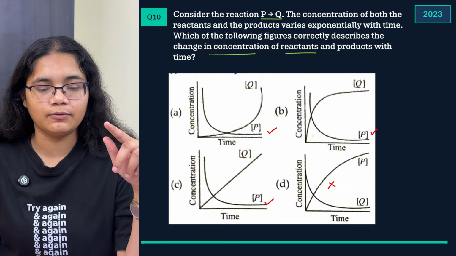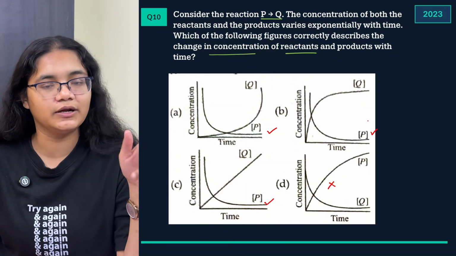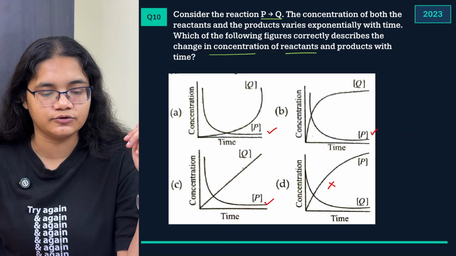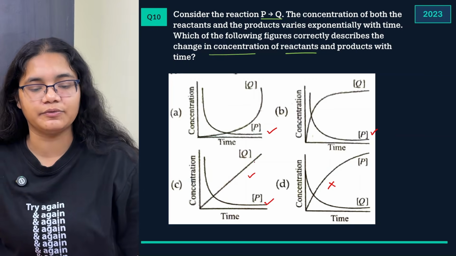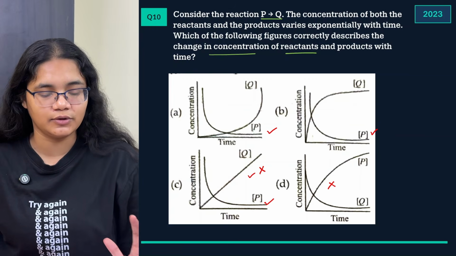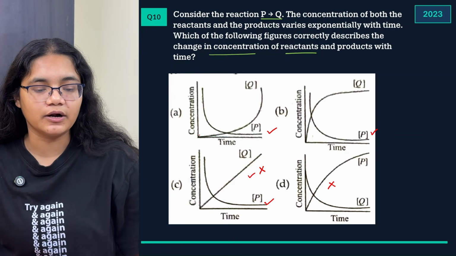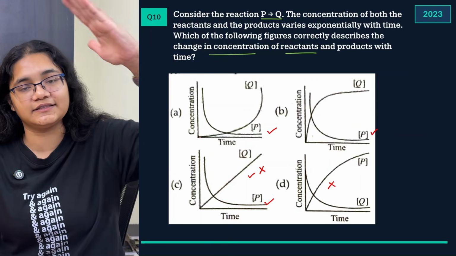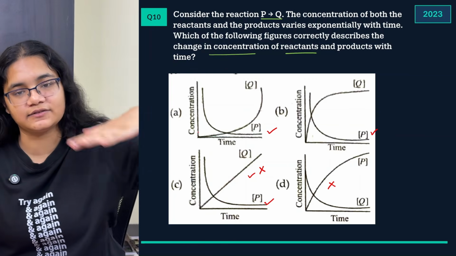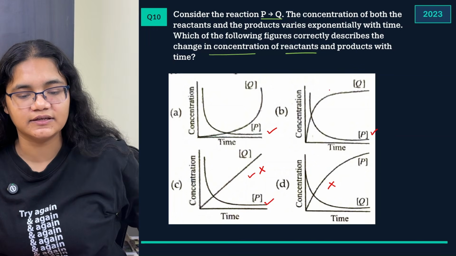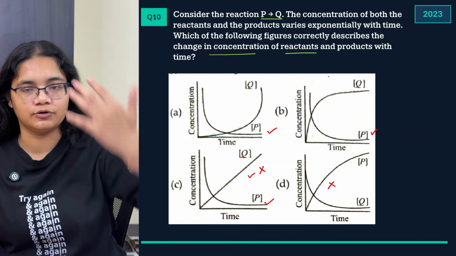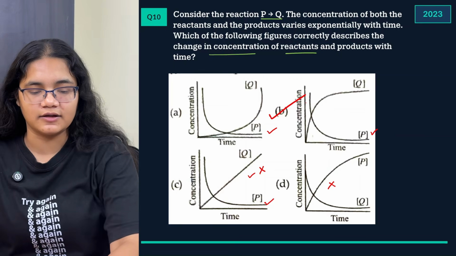Now Q is the product, so Q concentration should increase. Here Q is increasing, here also Q is increasing, here also Q is increasing. But here you can see there's a linear graph, and that doesn't happen, so this is also incorrect. When the product concentration increases, it is not slow at the start, it is very fast at the start. So the slope at the initial time should be higher. So B is the correct answer.